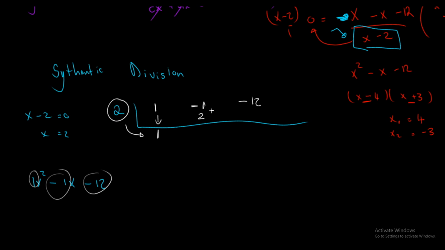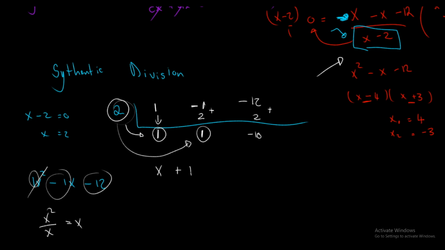Then you add them downwards. So it's going to be negative 1 plus 2, which is 1. Then you have again 2 multiplied by this one is 2, and then we add together, so we get negative 10. So you are left with, because you divide by 1x, you are taking away one of the x's. Currently, this is an x squared expression. Because you divide by 1x, you're taking away an x. So now we can write this as a new equation. These are the new coefficients of my equation. So it's simply going to be x plus 1.